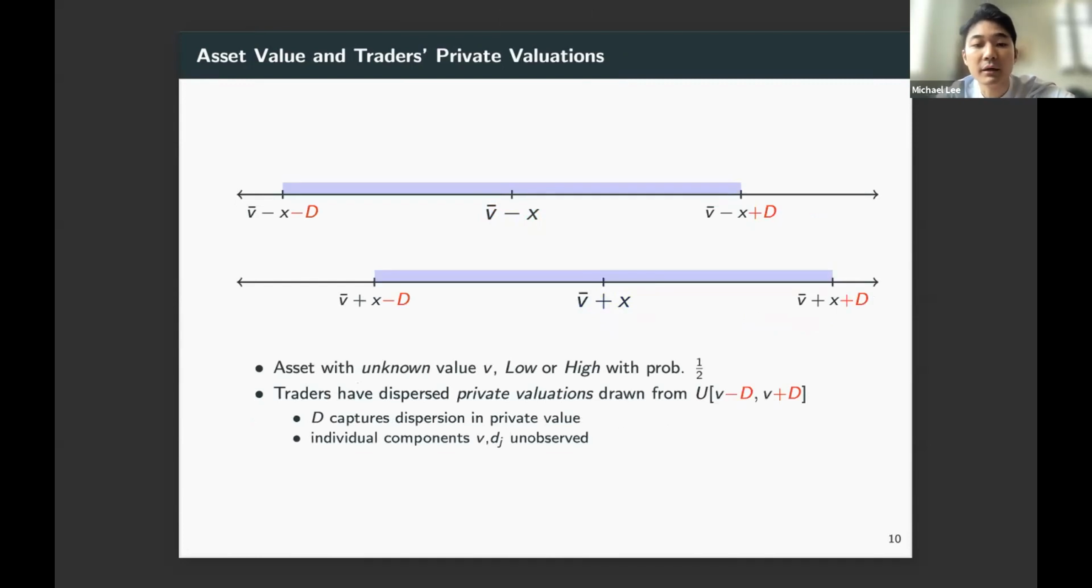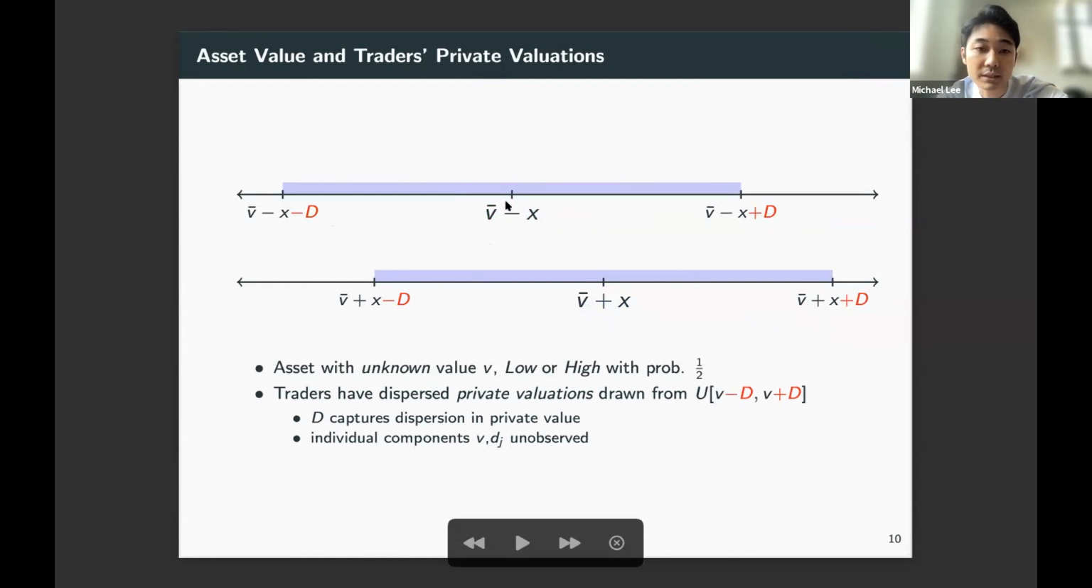In particular, these traders that meet with these dealers have dispersed private valuations. So traders' valuations are heterogeneous, and they comprise both the common value of the asset, V, and a private value. Here you can see that in the top bar, which represents the low state, the private valuations of traders range anywhere between V bar minus X minus D and V bar minus X plus D. And in the high state, correspondingly, you have it from V bar plus X minus D to V bar plus X plus D.